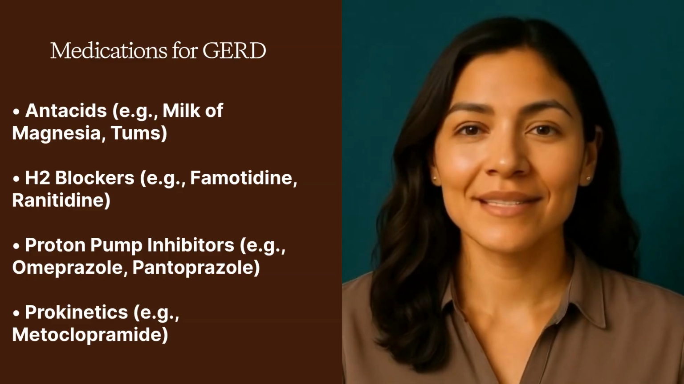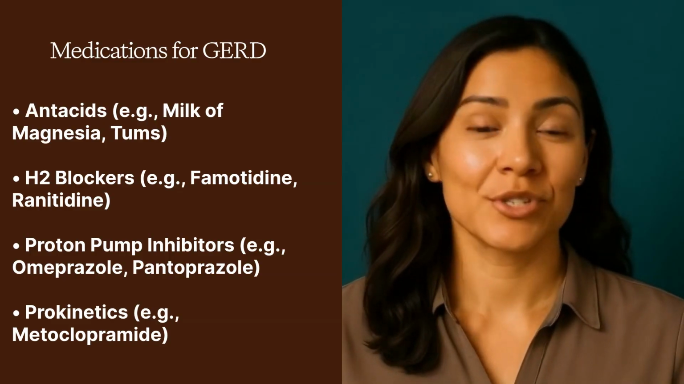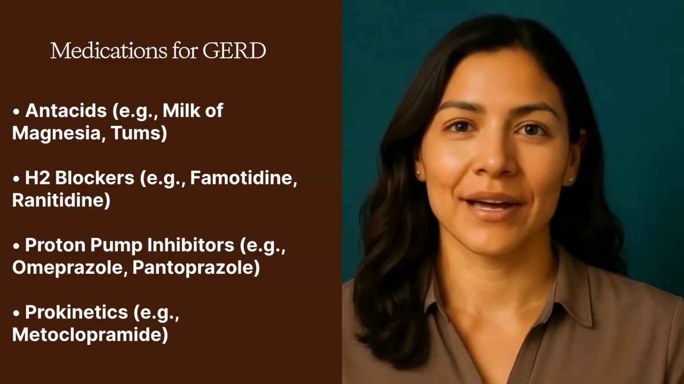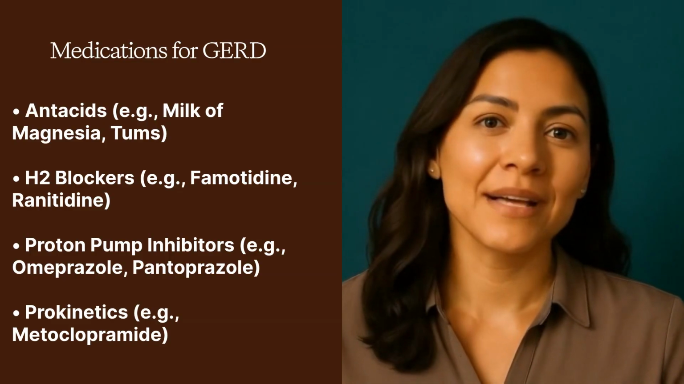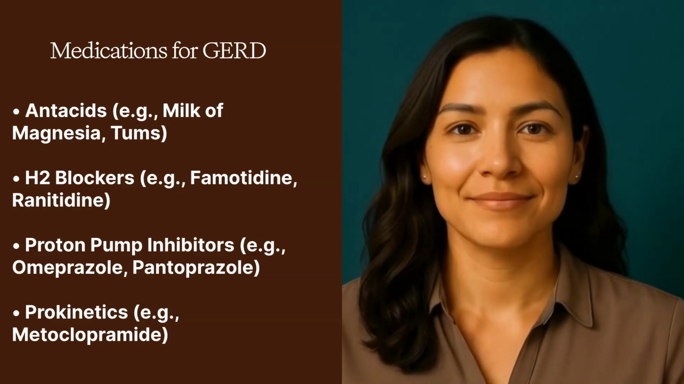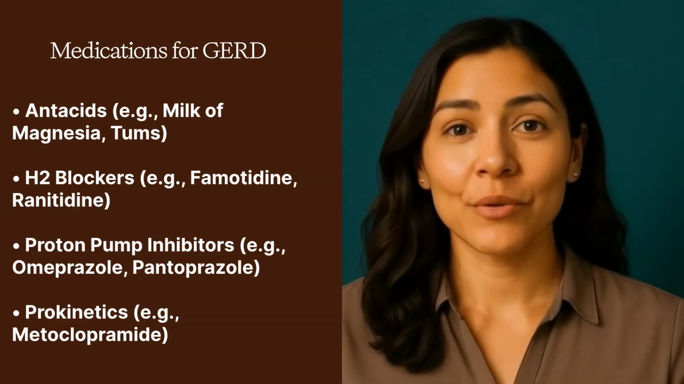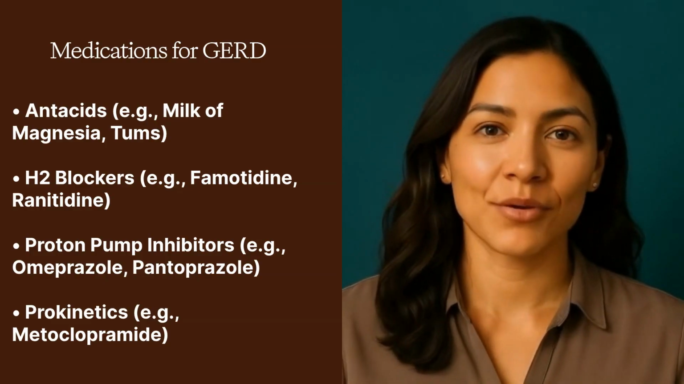2. Histamine 2 receptor blockers, H2 blockers. Job: they block the histamine receptors on the stomach cells, which decreases the production of hydrochloric acid. Examples: famotidine, Pepcid, ranitidine, Zantac. Typically use short-term or on a PRN basis as symptoms arise.